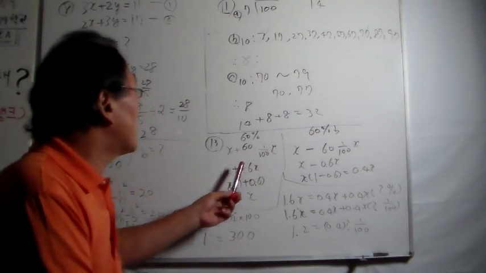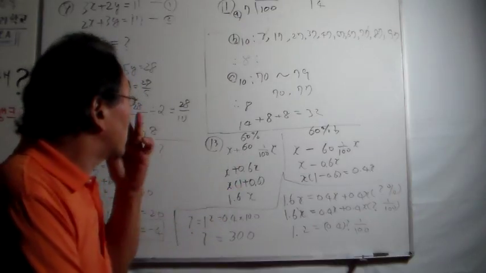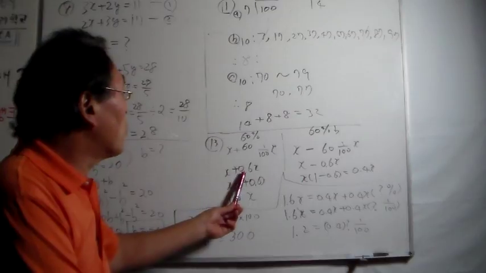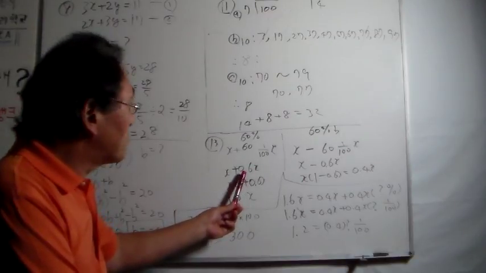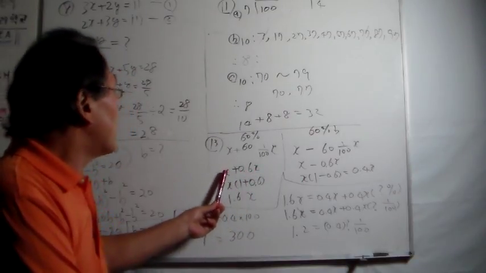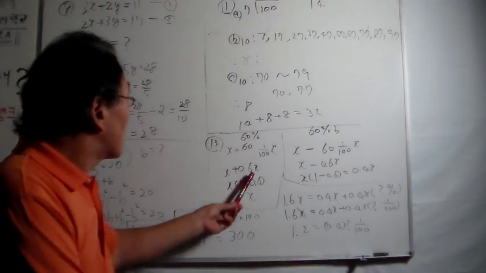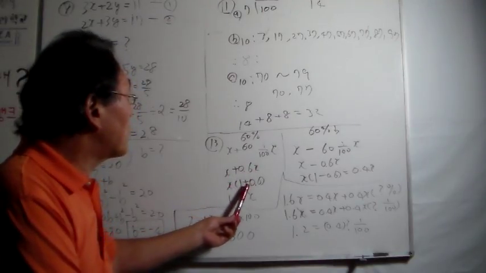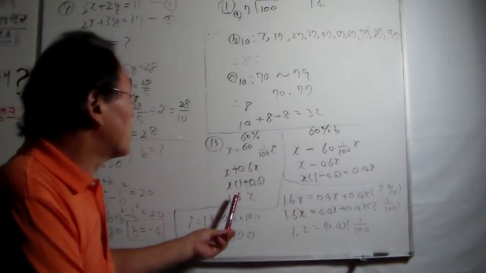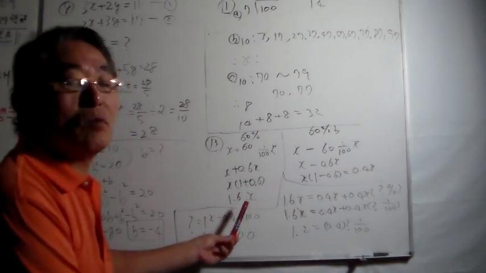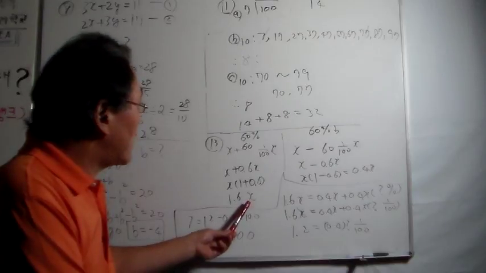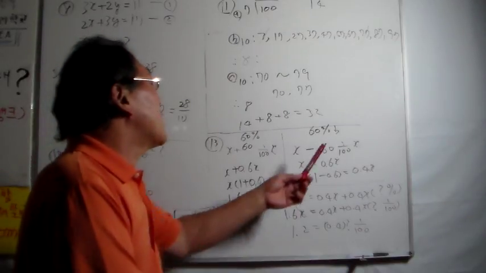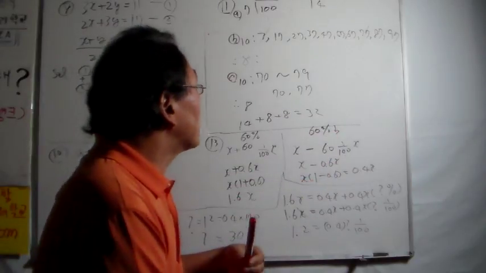So we're going to simplify this into a simpler equation. 60 times 1 over 100 is 0.6x, plus x. This one is a common factor, pull out x, 1 plus 0.6. So we simply write down 1.6x.